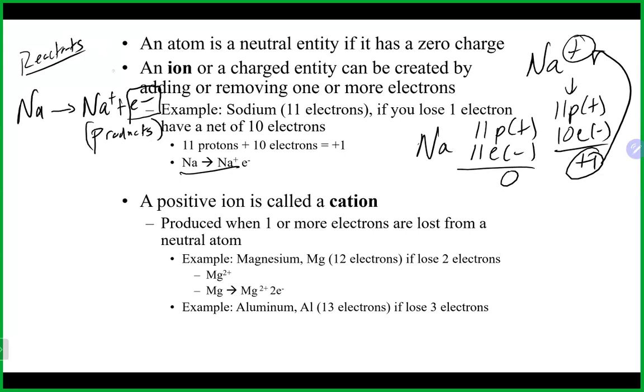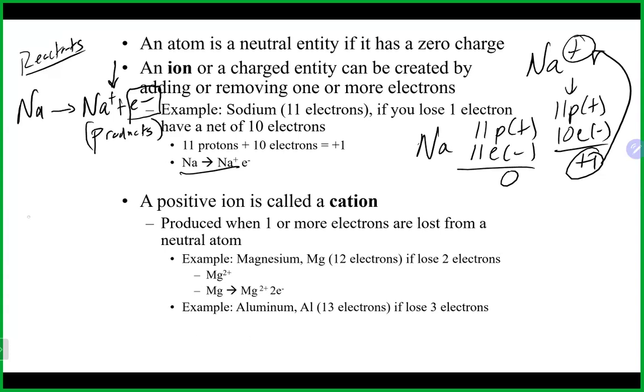And when we write the formula of an ion, you should always write it with the charge. If it is something that has a charge, make sure you include the charge when you write the formula for it. If no charge is written, it is assumed that it is neutral. And obviously, if you're talking about an ion, you should always write that charge in there.